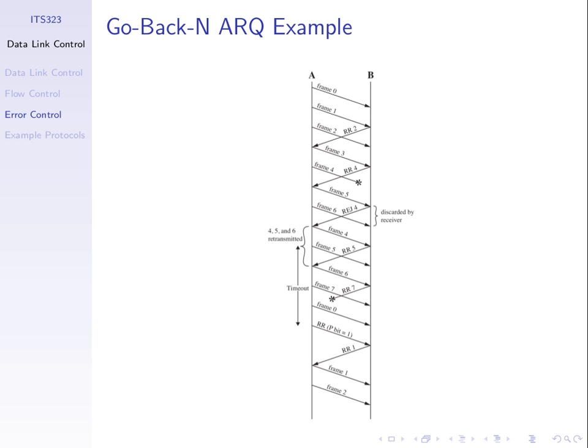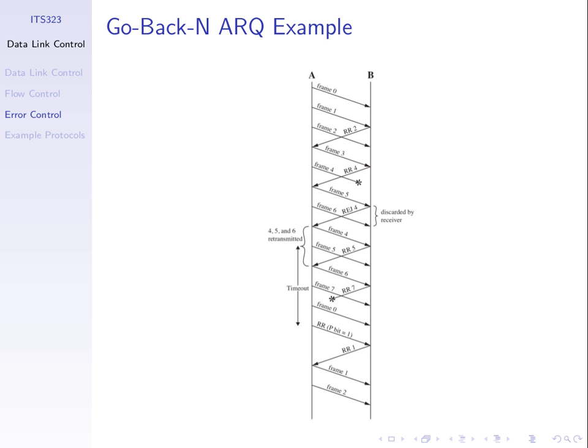Frame 4 is lost. It doesn't arrive at B. So let's say we have bad luck at this point and we lose frame 4. Doesn't arrive at B. Frame 5 is not lost. It does arrive at B. The arrival of frame 5 at B tells B that something's gone wrong. Because from B's perspective, it's received frames 0, 1, 2, 3, and then 5.